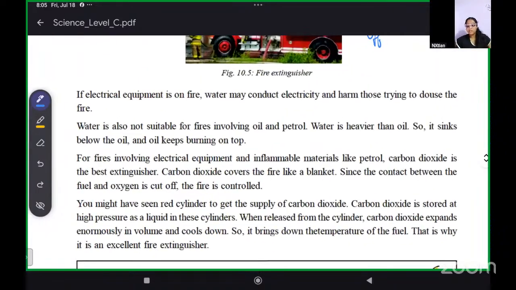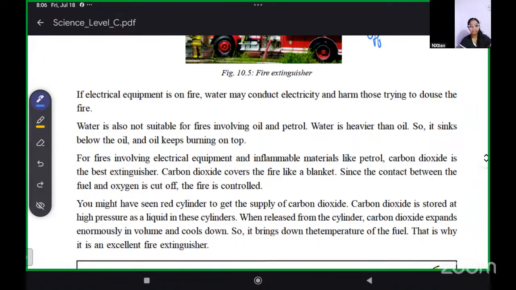If electrical equipment is on fire, water may conduct electricity and harm those who are trying to douse the fire. Water is also not suitable for fires involving oil and petrol. Water is heavier than oil, so it sinks below the oil and the oil keeps burning on top. For fires involving electrical equipment and inflammable materials like petrol, carbon dioxide is the best extinguisher.